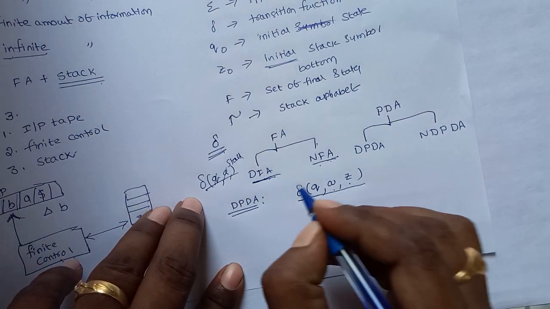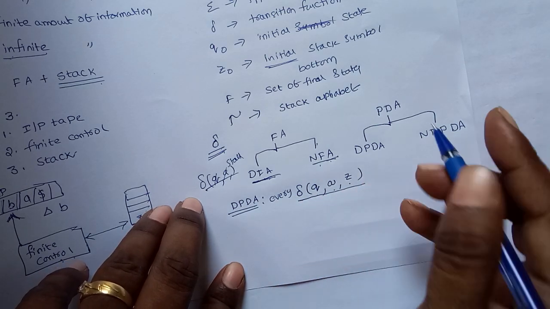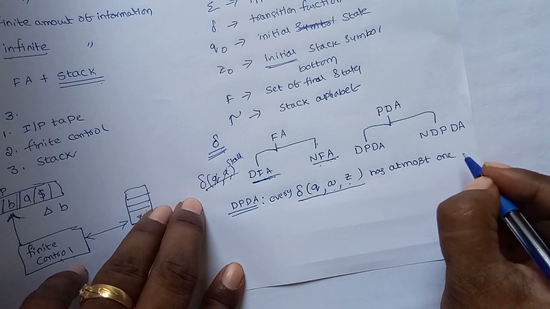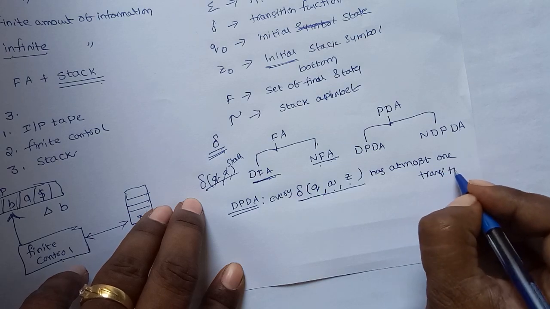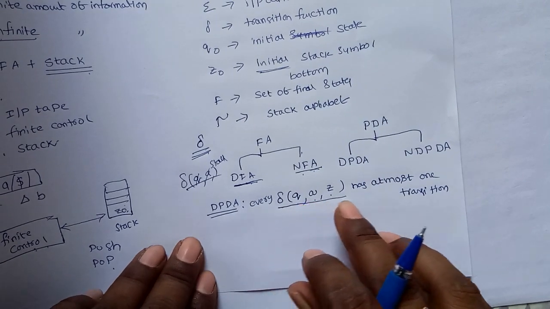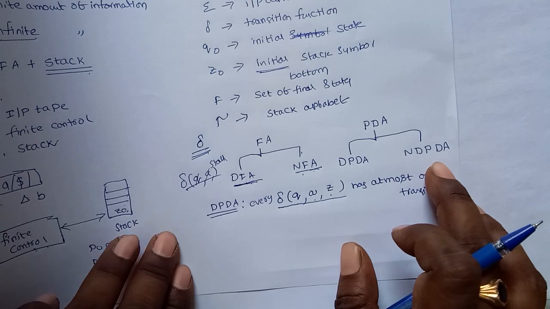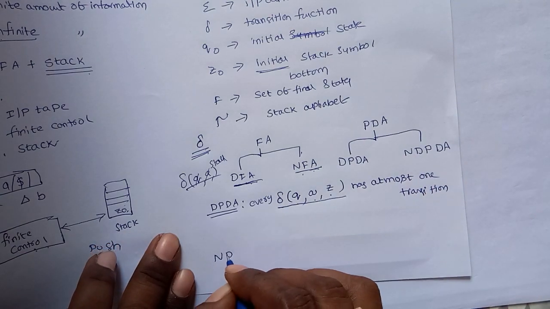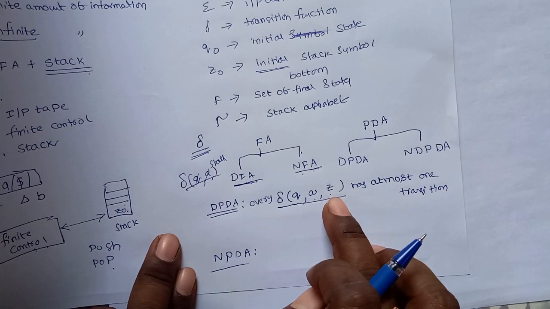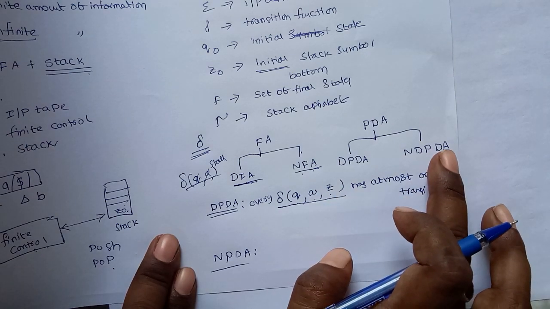For every delta of Q A Z that has at most one transition, remember, at most one transition, then it is a deterministic PDA. For every delta that has at most one transition, it is called a deterministic PDA. Similarly, in a non-deterministic PDA, we have any number of transitions.